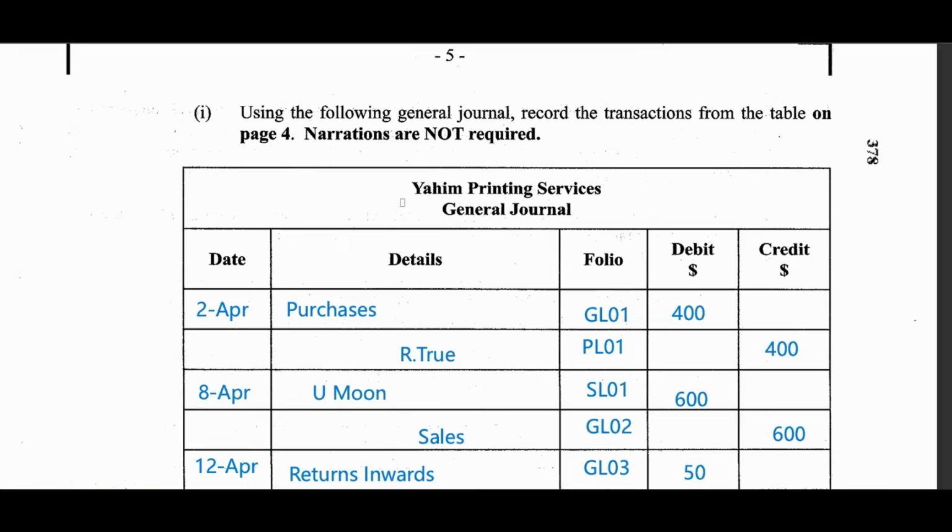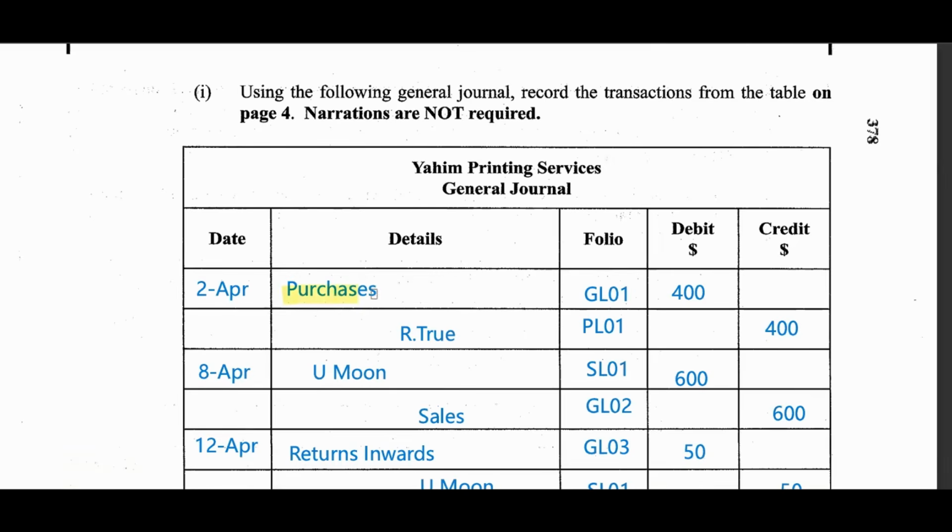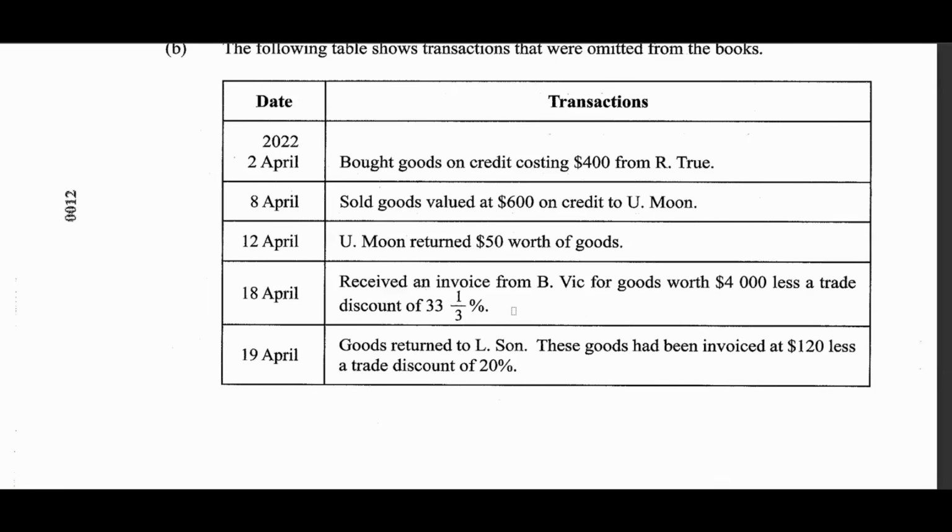So, the correct response for this will be to debit purchases, credit R Trough. You can use your GL, General Ledger, for your purchases account, and R Trough, since this is a supplier, it will be PL01. Debit 400, credit 400. Great job.